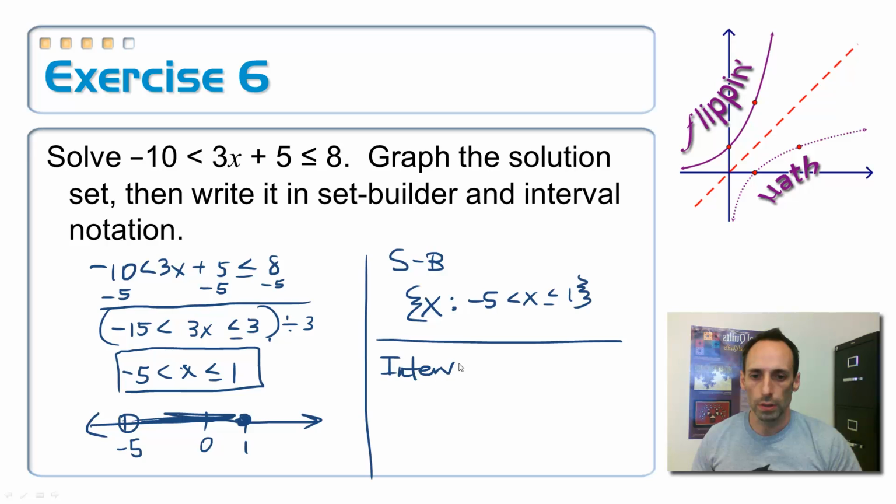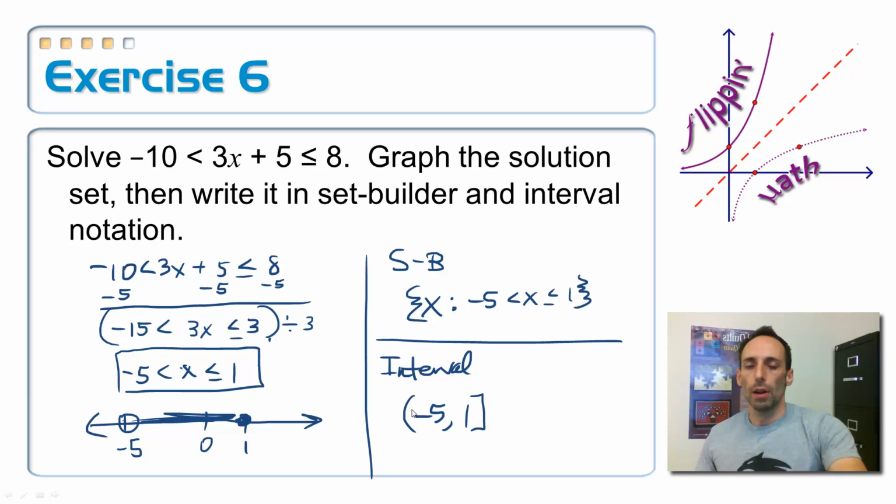Interval. Interval has parentheses and brackets, small to big. Smallest number here is -5, comma, biggest number there is 1. -5 gets parentheses because it's an open circle, and the 1 gets a square bracket because it's equal to. It's colored in. There are my 2 notations.